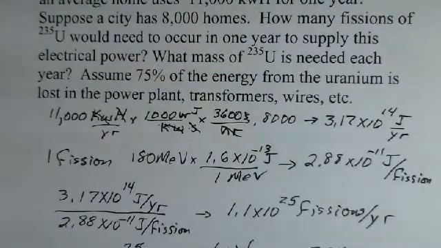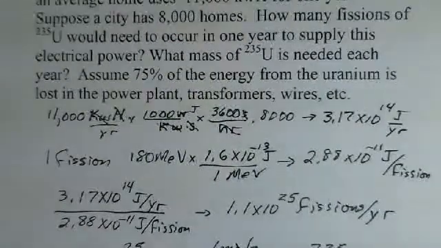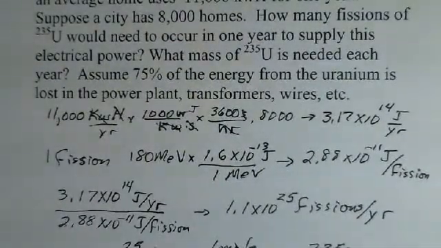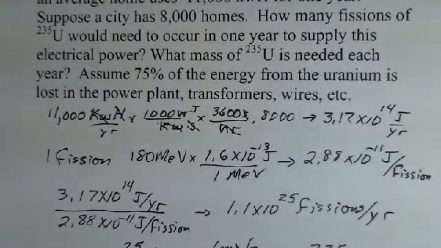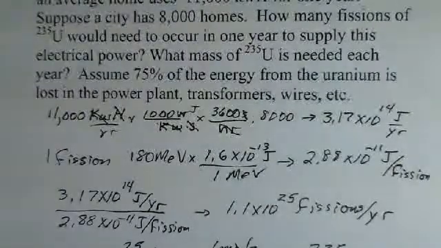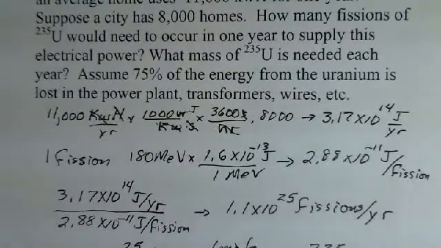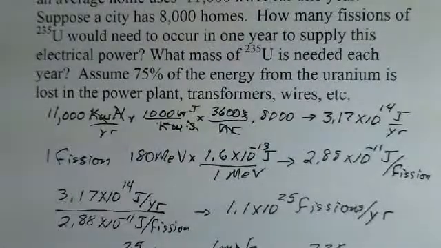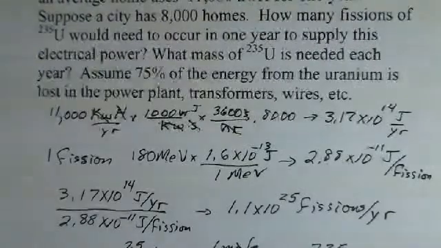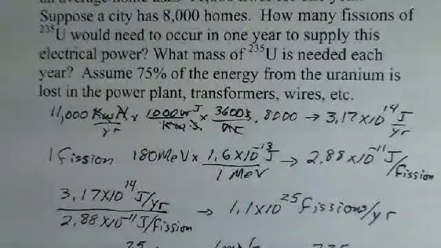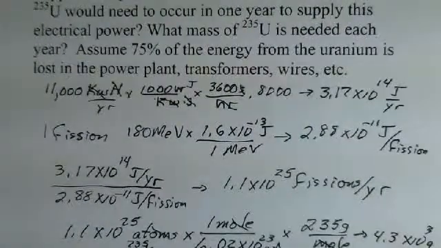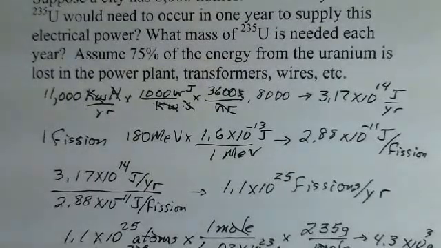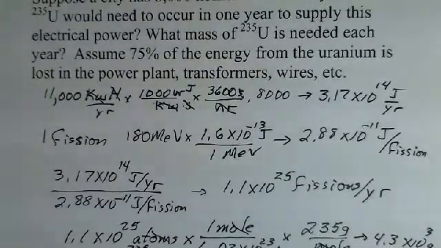So that's not taking into account efficiency yet. Let's go ahead and do that. I'm going to convert to kilograms. So this would be 4.3 kilograms worth of delivering energy out of these fissions. Our efficiency is 0.25 times the actual mass needed. So we have to divide by 0.25 here, and I came up with 17.2 kilograms. We need 17.2 kilograms of uranium-235 to supply this city with energy.